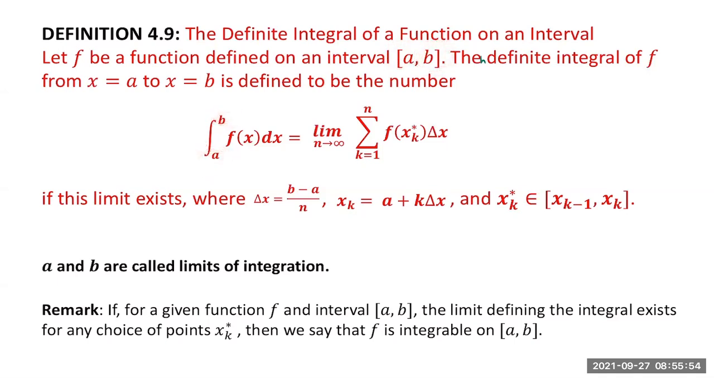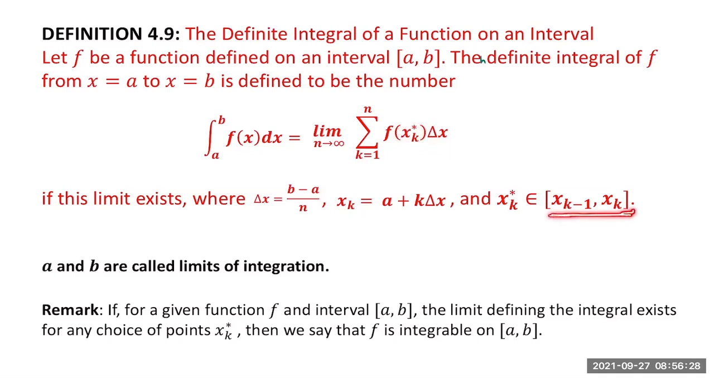Okay, integration. And here is how you denote the definite integral from a to b. It is defined by this number. This is the Riemann sum that we defined last time: sigma k goes from 1 to n, f of xk star times delta x. Of course, your delta x is defined by this expression, and xk star is a number between xk minus 1 and xk.